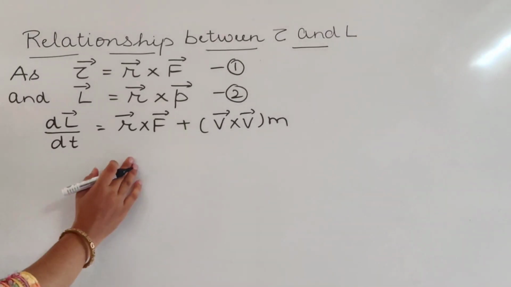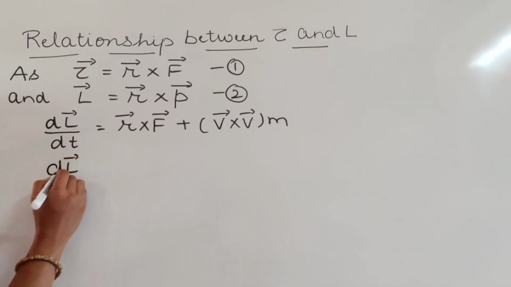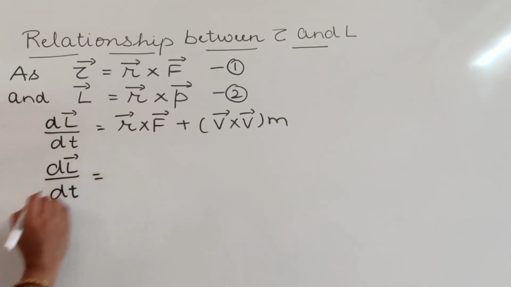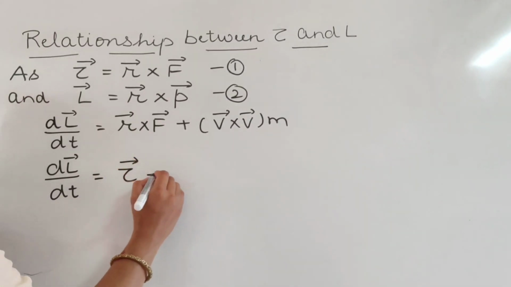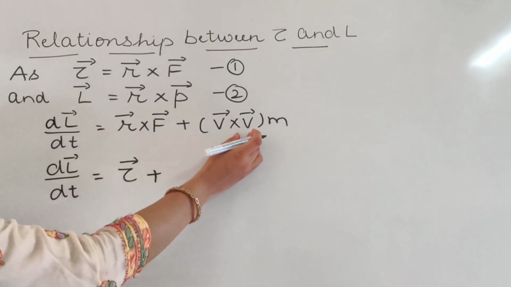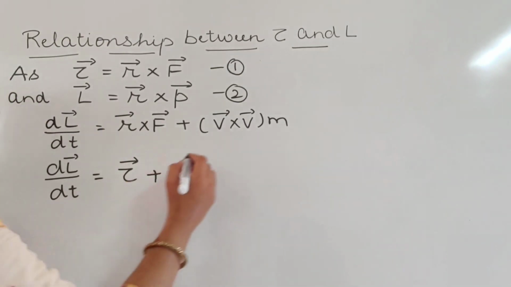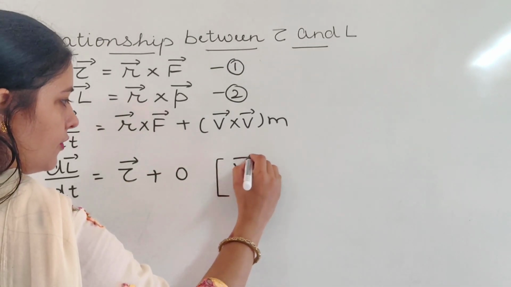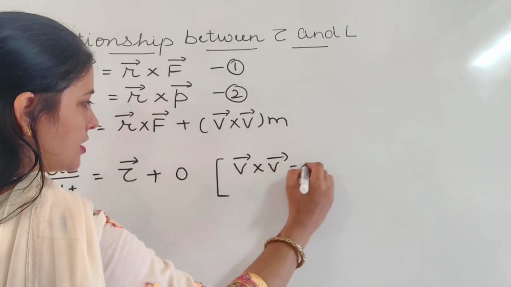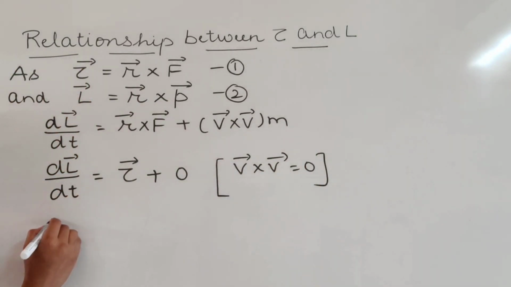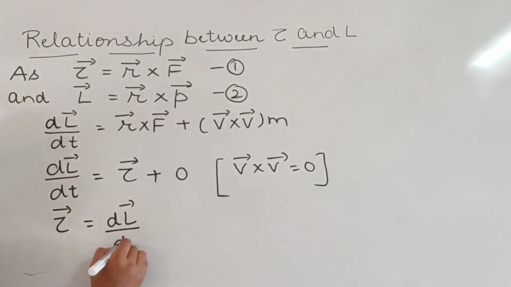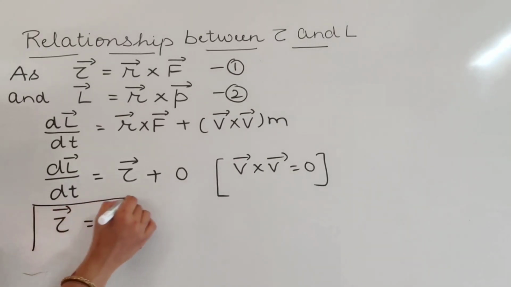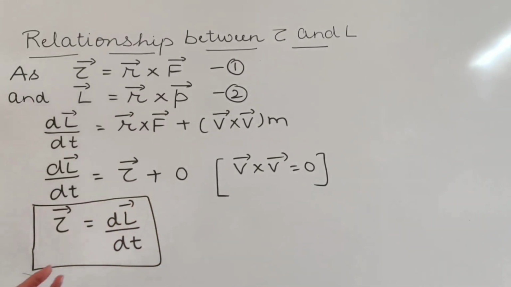And see here, dL by dt is equal to r cross F, which is torque, plus the cross product of the same quantity, which is 0. v cross v is 0. Therefore, this external torque is equal to the change in angular momentum with respect to time. This is the relationship between the torque and angular momentum.